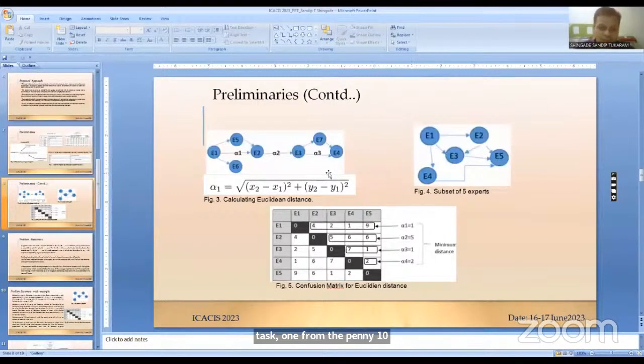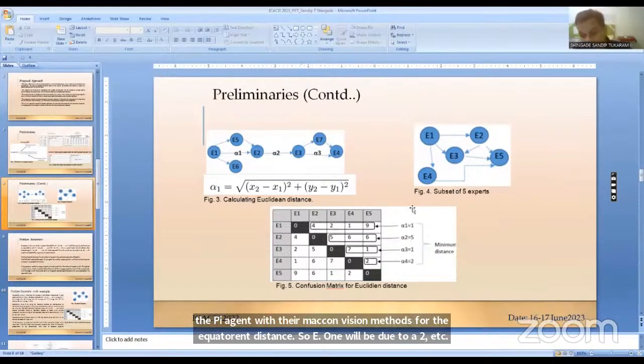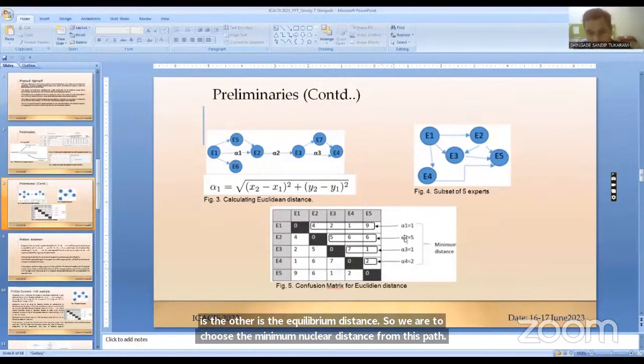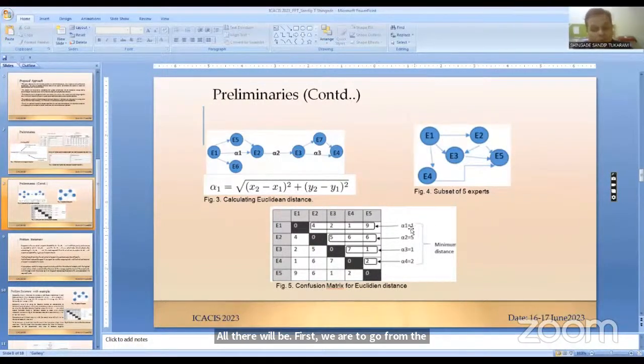Some preliminaries: we have to find the equivalent distance from one agent to another using a graph coordinator formula. Task 2 requires 5 experts, so we find the 5 agents with their confusion matrix of equivalent distances. E1 gives the equivalent distances to E2, E3, E4. We choose the minimum equivalent distance for this task. Similarly for E2 to E5, E3 to E5, and so on. We consider the upper side of the diagonal of the confusion matrix and use the minimum cost. So we choose E1 with E4, that is the minimum cost. First we use E1, E4, then E2 with E3, choosing the minimum cost. According to this, we find the confusion matrix.